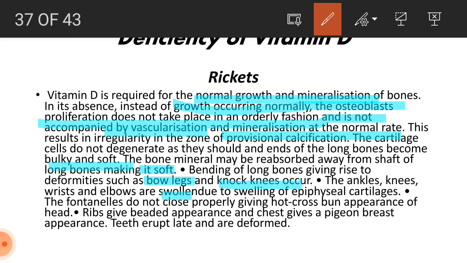The fontanelles do not close properly, giving hot cross bun appearance of the head. Ribs give beaded appearance and chest gives a pigeon breast appearance. Teeth erupt late and are deformed.